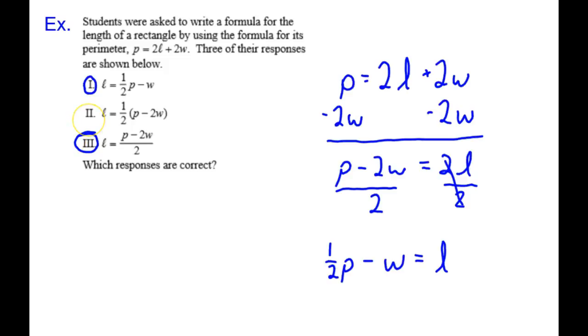Now we have to determine whether or not equation 2 is an equivalent way to write this formula for the length of a rectangle. The only difference between 1 and 2 is that if we use the distributive property and multiply 1/2 through to both these terms, we would get 1/2 times P, which is 1/2 P. 1/2 times negative 2 would be minus W. So equation 2 would work as well. So out of those 3 equations, all 3 of them work. They're just written in slightly different forms.